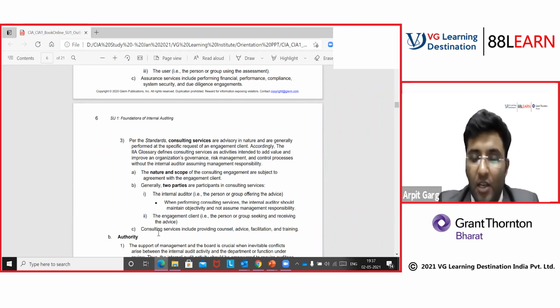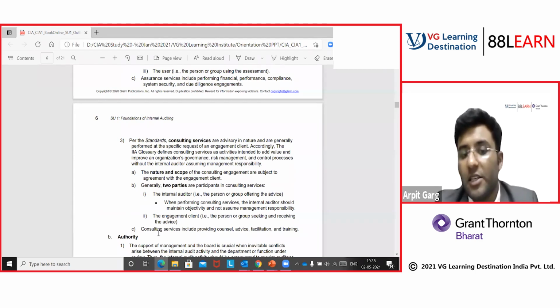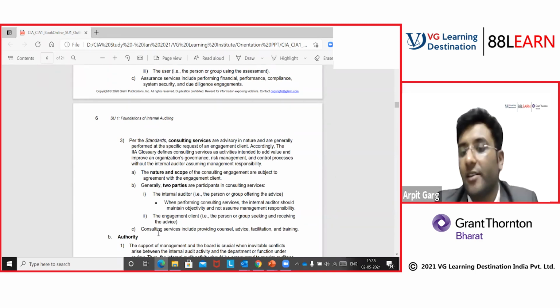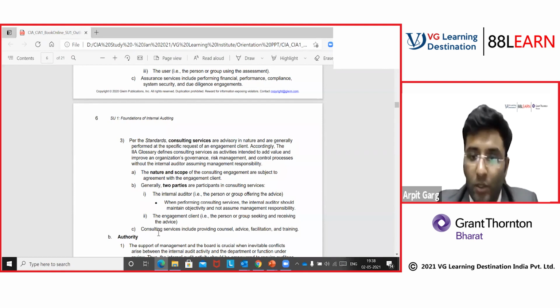want our advice. There are generally two parties in consulting services. One is the internal auditor, the person or group offering the advice. When performing consulting services, the internal auditor should maintain objectivity and not assume management's responsibility. The engagement client, that is the person or group seeking and receiving the advice. Okay. Consulting services include providing counsel, advice, facilitation, and training. I hope now we have cleared the difference between assurance services and the consulting services that we do.